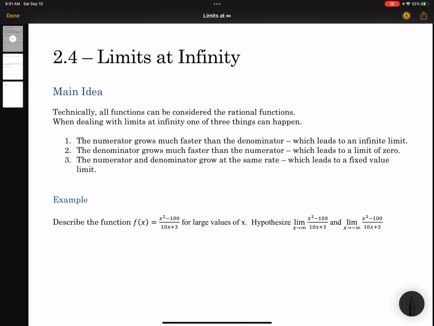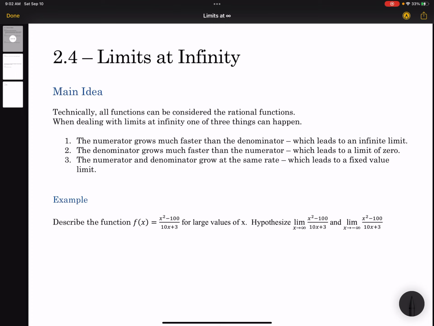Hi students, in this video we're going to be talking about limits at infinity. When we're dealing with functions, when they tend towards infinity or negative infinity, they're going to have certain behaviors. The three behaviors are the limit can be infinite, the limit will be zero, or the limit is going to be a fixed value. And it's going to be based upon what happens with the numerator of a function and the denominator of that function.